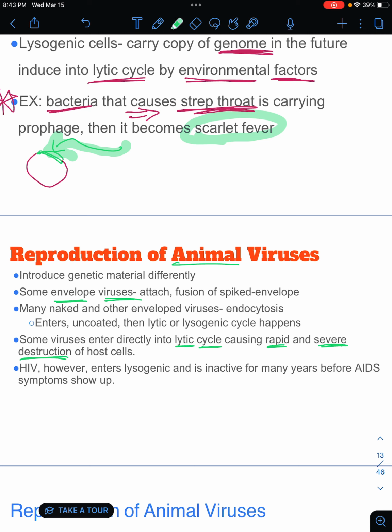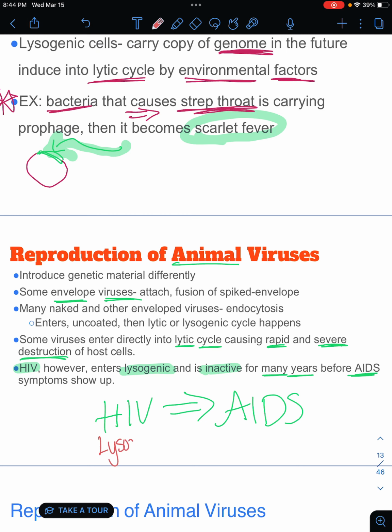So here's one that's talked about. HIV enters the lysogenic cycle and is inactive for many years before it turns into AIDS. So HIV is in the lysogenic cycle. AIDS is when it turns into the lytic cycle. Okay, so I hope that makes some sense for you.